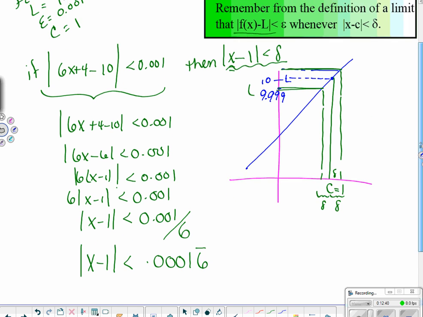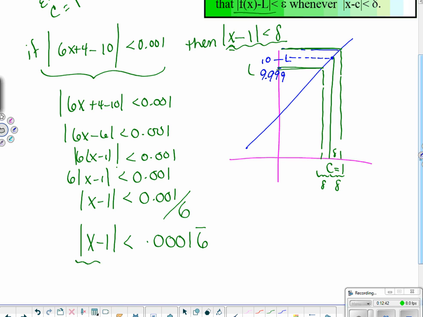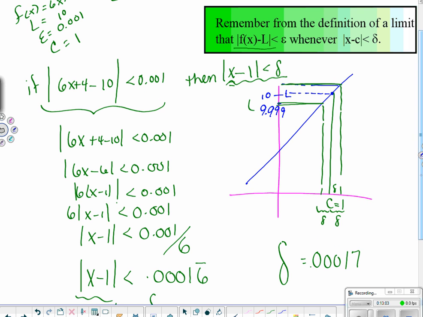All right, what we've transformed this into is what we were after for our delta. I have absolute value of x minus 1. Yep, got that. Is less than this numeric value. Well, then I just figured out what my delta must be. Delta must be 0.00017, you could say, in order to achieve an output that is within a certain distance of 10. Namely, it's 1/1000th from that limit value of 10.